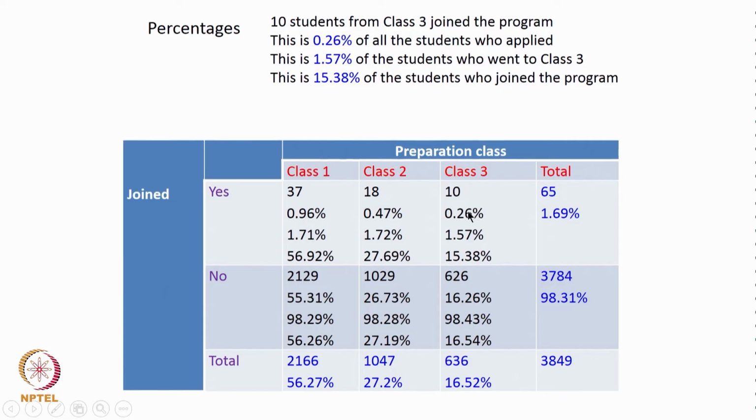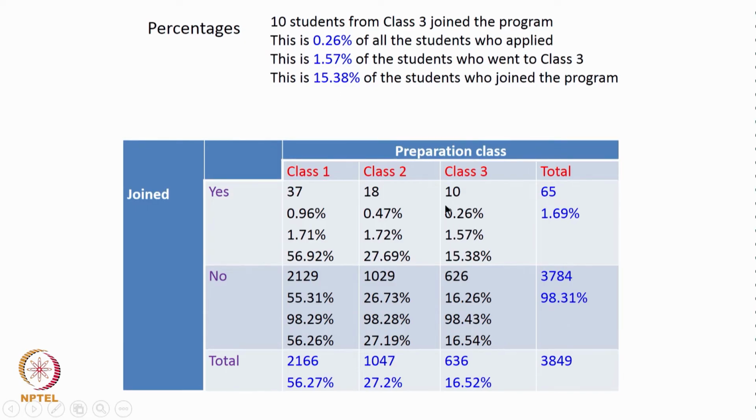So, 0.26% of 3,849. This is 1.57% of those who went to class 3. Those who went to class 3 is 636, so 10 by 636 is 1.57%. This is 15.38% of the students who joined the program. So, 10 divided by 65 is 15.38.